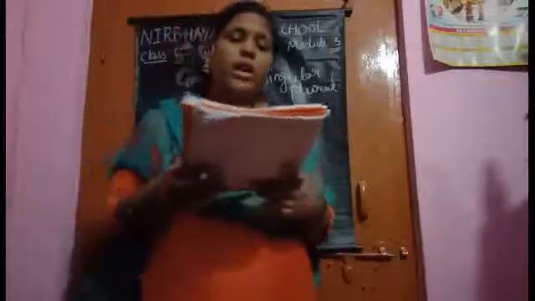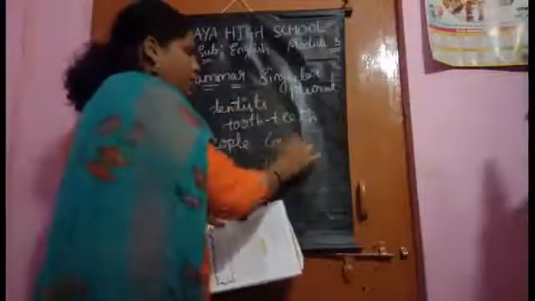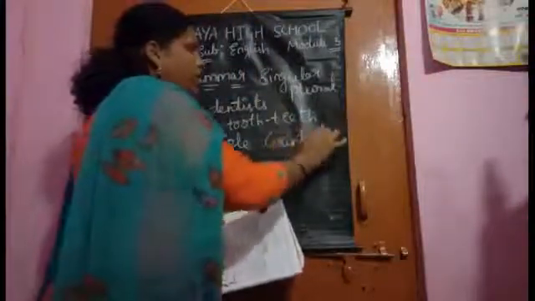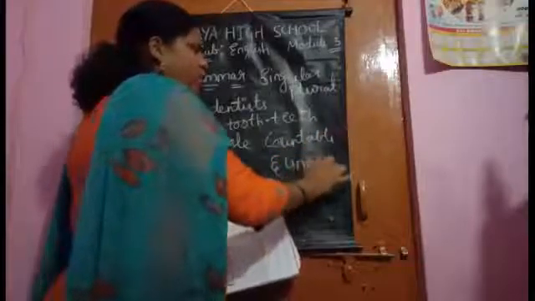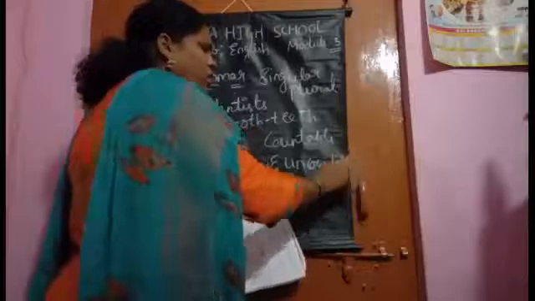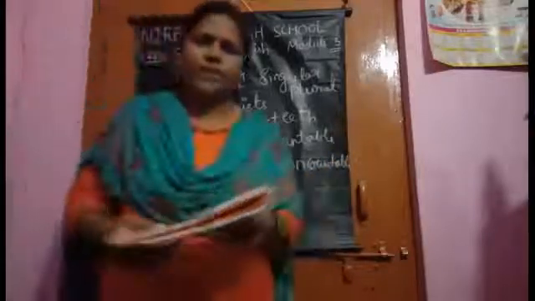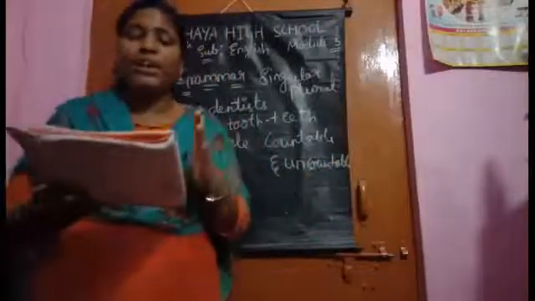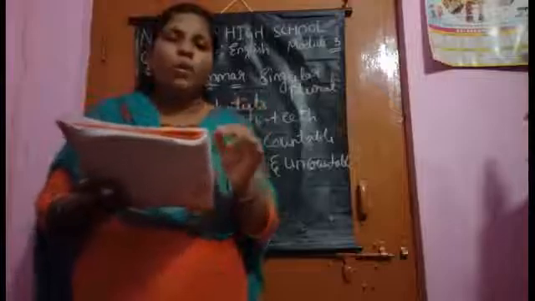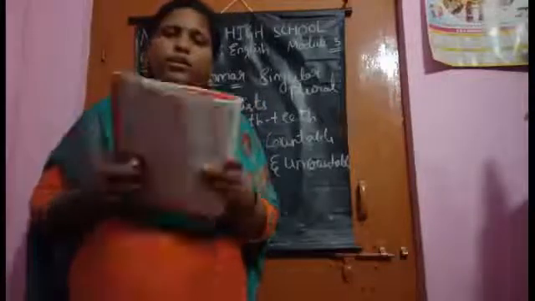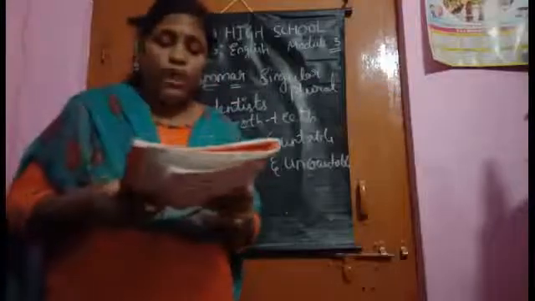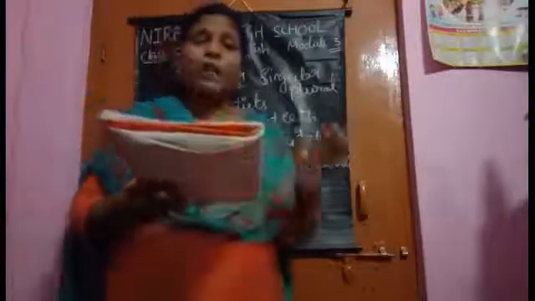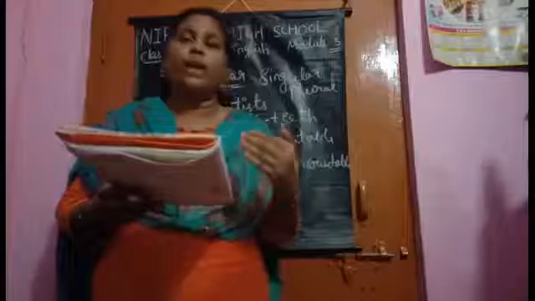And now coming to the countable and uncountable nouns. See here, countable and uncountable. What is it, children? In the previous fourth class you have learnt. Yes. See, countable means which we can count by a number. 1, 2, 3. Yes. Now book we can count by 1, 2, 3, 4. We can count. Yes, children. And coming to the uncountable, which we can't count.